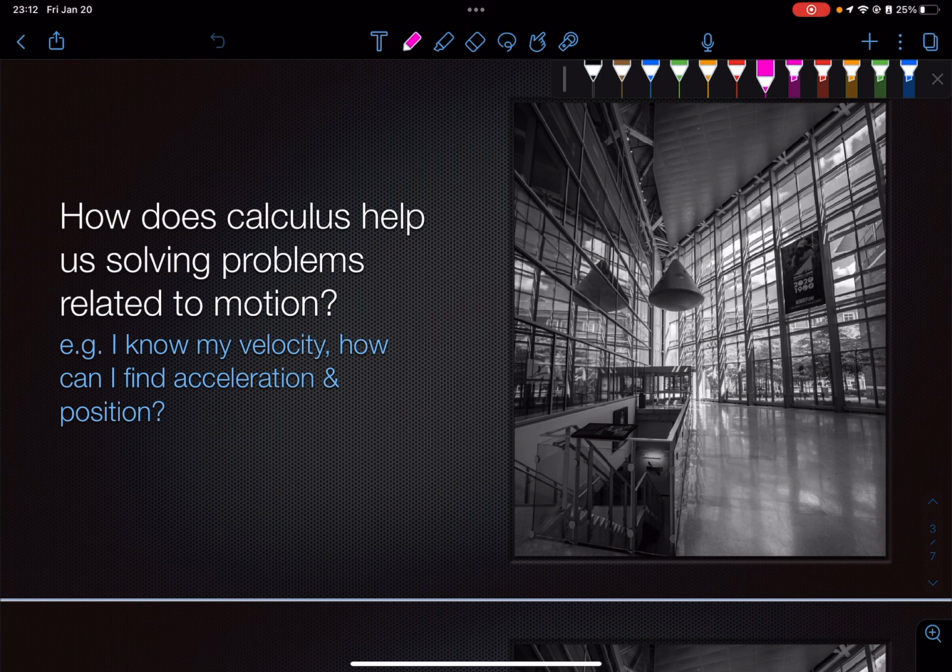So let's say I have my velocity. How do I find my acceleration? To find acceleration, a of t, the acceleration vector, you're going to differentiate.